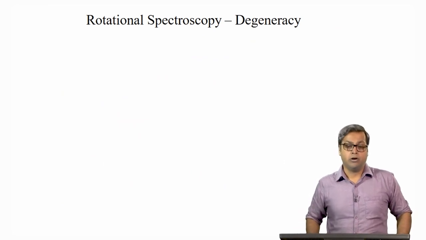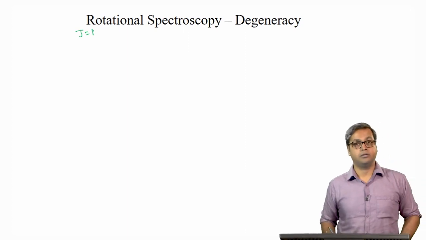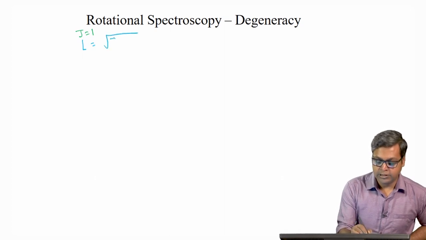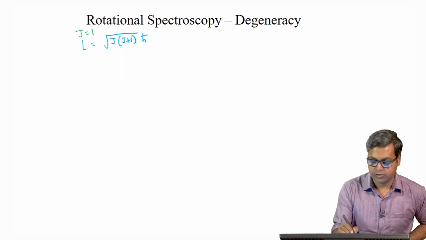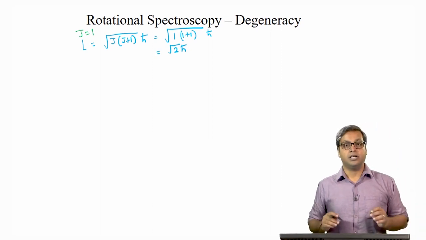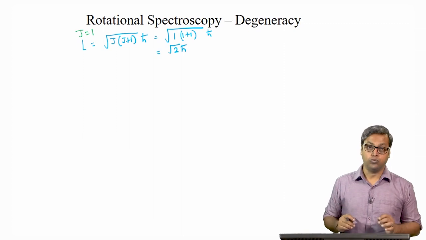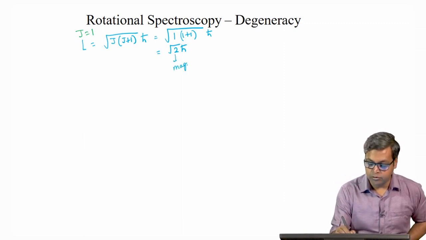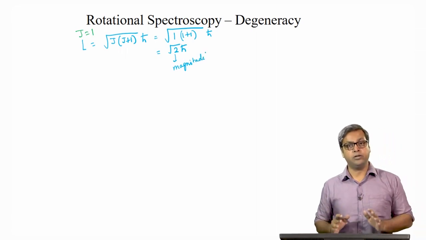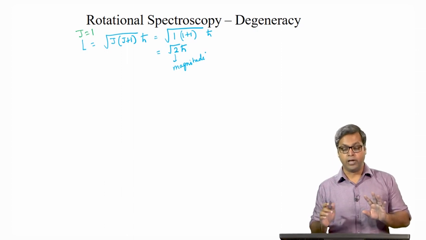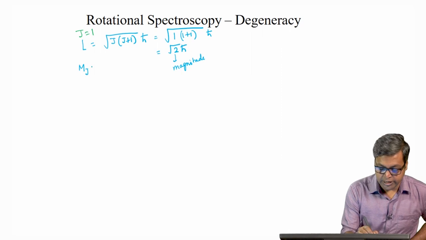So, let us take the case of j equals 1. Because j equals 1, the value of L is root over j times j plus 1 h cross, that is root over 1 times 1 plus 1 h cross, that is root over 2 h cross. Thus, the angular momentum vector has magnitude root 2. So, this vector with magnitude root 2 can have only 3 values of mj, because j equals 1, mj can be minus 1, 0 and 1.